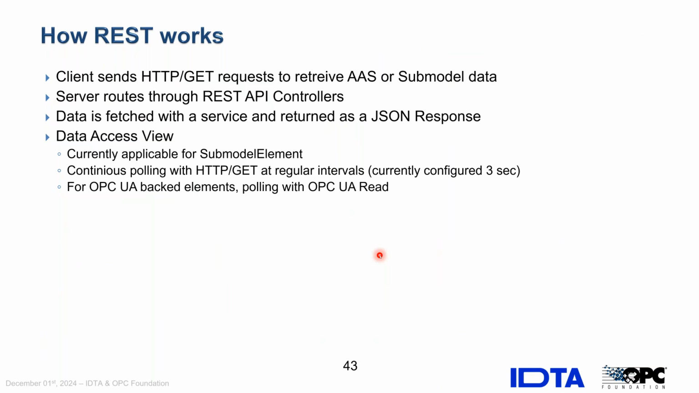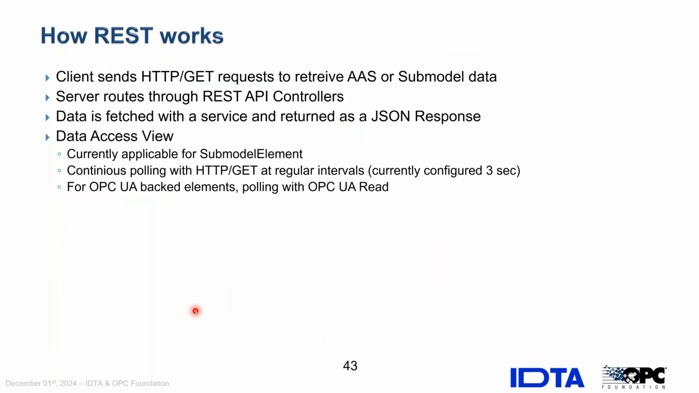In addition to this, for the AAS in this POC, we have also included the data access view. Now, what exactly is this data access view? Those who have already worked with OPC UA might be familiar with the tool called UA Expert. If we recall UA Expert, in the middle panel we have this data access view, where you can add OPC UA nodes and monitor live updates of the data being changed. A similar kind of feature we have also introduced with respect to the asset administration shell in this POC. Currently, this view is applicable only to submodel elements.